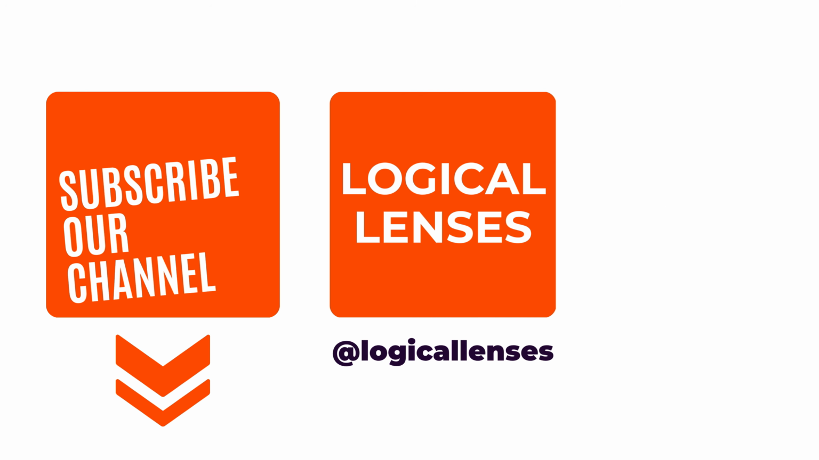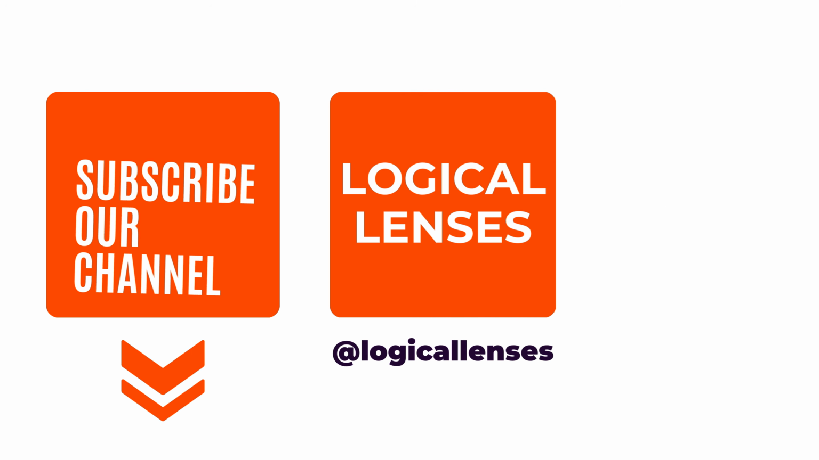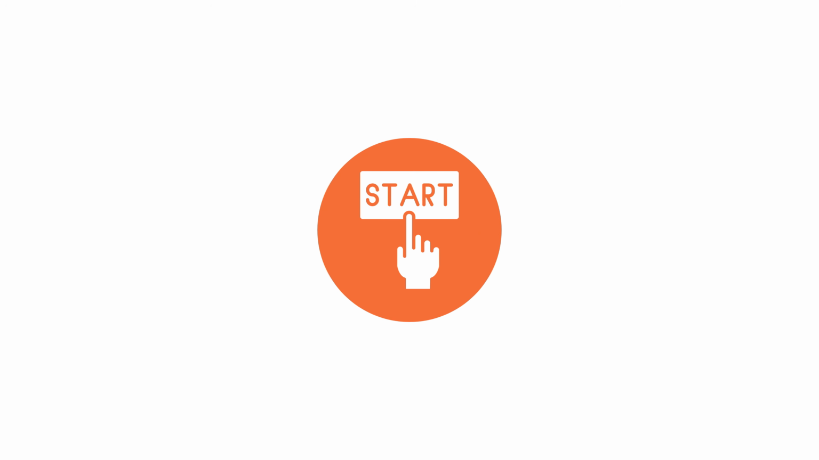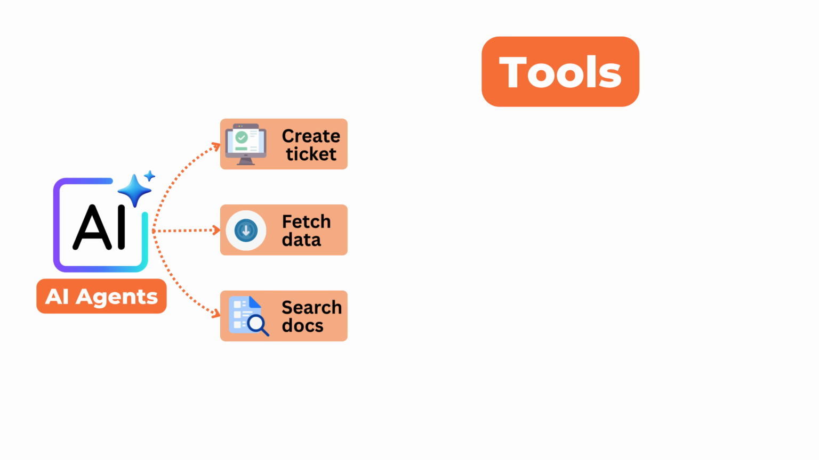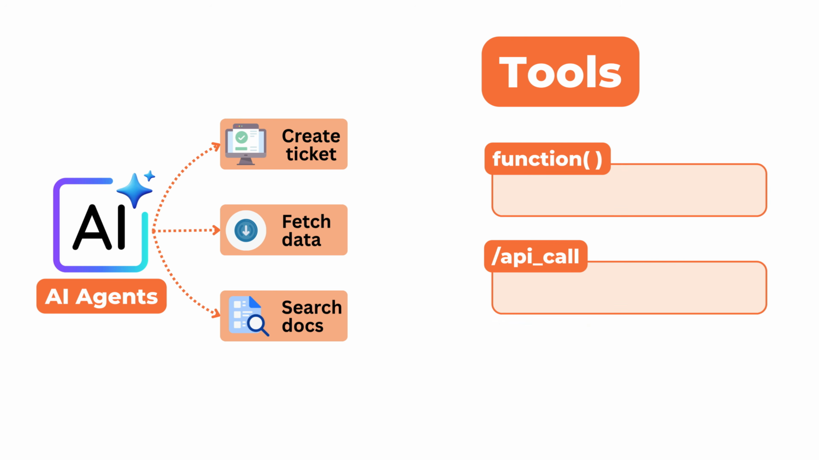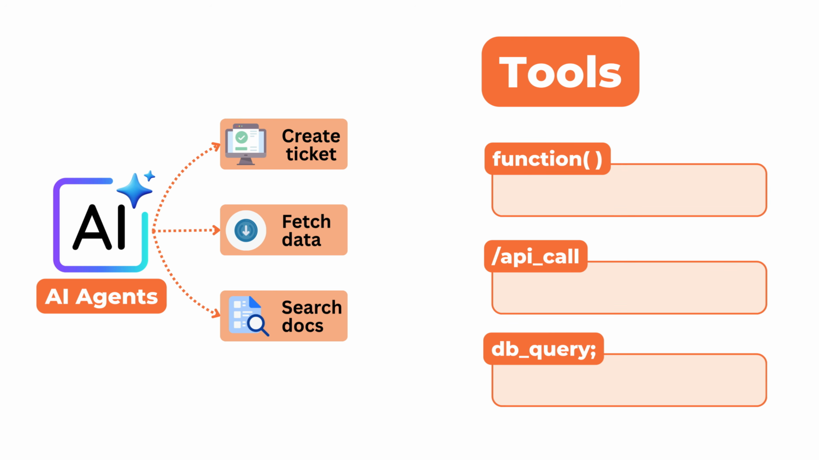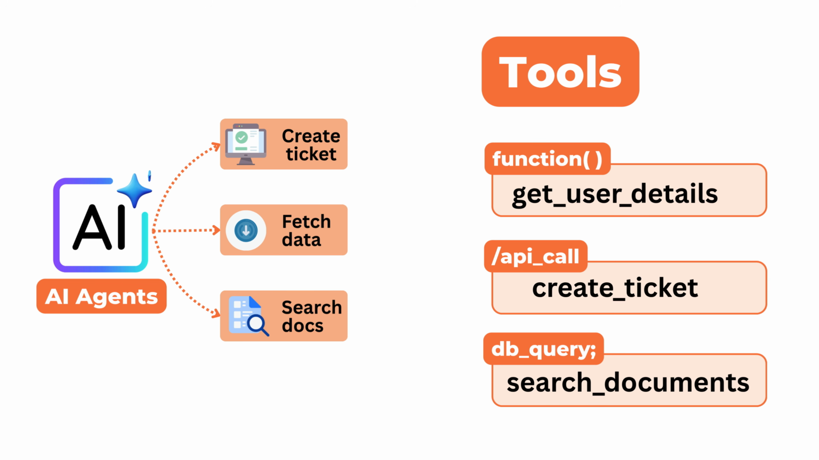In this video, we are going to build a clean mental model for how these pieces fit together. So let's get started. Let's begin from the ground level. Imagine your system needs to actually do something. Maybe create a ticket, fetch some data, or search through documents. At this level, what you have are tools. A tool is simply a capability, a function, an API, a database query, something like get user details, create ticket, or search documents. It doesn't decide anything. It doesn't understand intent. It just performs an action when called.